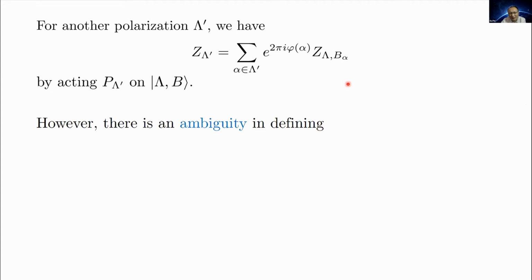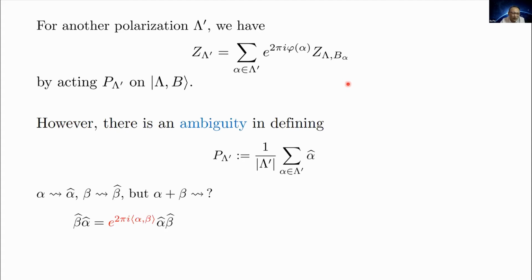But actually, there is an ambiguity in defining this projection operator. And that's the same kind of ambiguity in ordering operators that puzzled the founding fathers of quantum mechanics about 100 years ago. So if you upgrade alpha to an operator alpha hat and beta to beta hat, what happens to alpha plus beta? Well, you can send that to alpha hat times beta hat, but that's different from beta hat times alpha hat. What you really want to do is to send it to alpha hat times beta hat times the square root of the phase that appears in this commutation relation.